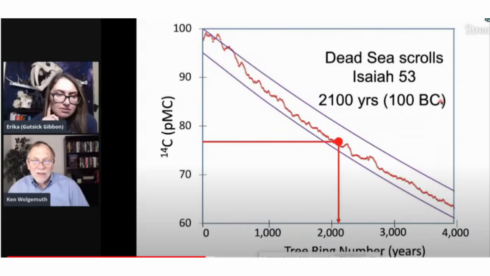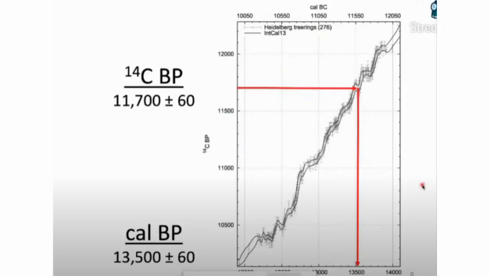And it works for the Dead Sea Scrolls as well. Ken Wolgemuth is a Christian, and he actually put this in here because he thought it was super interesting, right? You can actually put the Dead Sea Scrolls in here, and lo and behold, it lands perfectly not only within the carbon-14 dating range, but smack dab on the tree ring range too, on the tree ring line as well, at 2100 years or 100 BC.